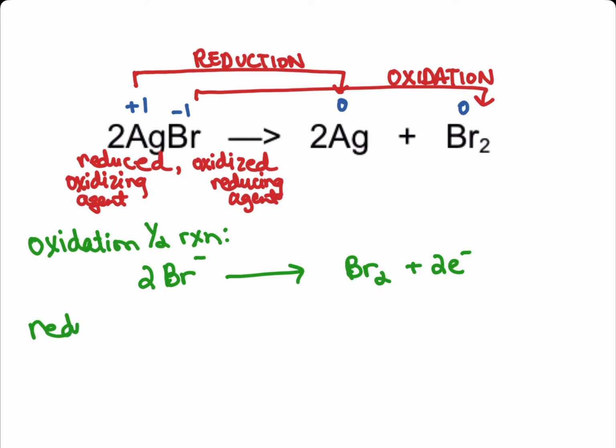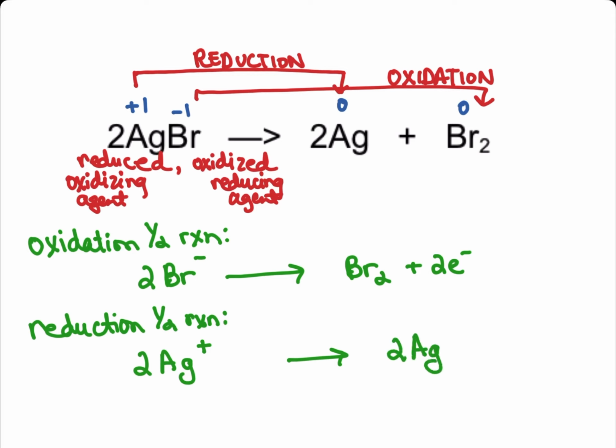Let's talk about the reduction half reaction. Again, not the entire molecule is being reduced. Only the silver is being reduced. So it's 2 Ag plus, and it yields 2 Ag. There's a total charge of +2 because this 2 times this +1 is +2, and there's a total charge of 0 on the product side. So I have to add 2 electrons on the left side.